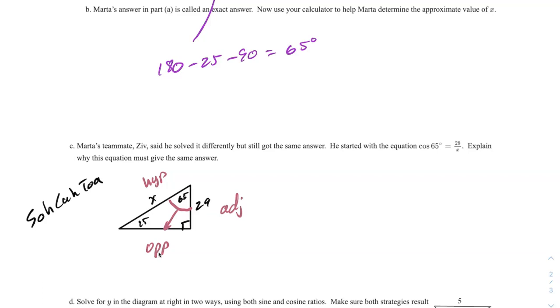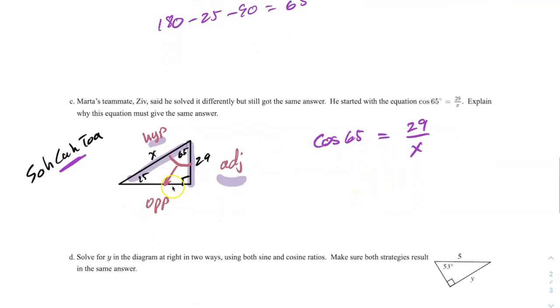Look at the sides we have. In this case, we have the adjacent side and we have the hypotenuse side. So AH will have to be cosine. So we're going to do cosine of 65 equals adjacent 29 over the hypotenuse x. So that's what Ziv did. And it's the same answer because it's a proper way of solving it. If we can do the math, we get the exact same answer. It's the exact same triangle, he just solved it, looking at it from a different angle.